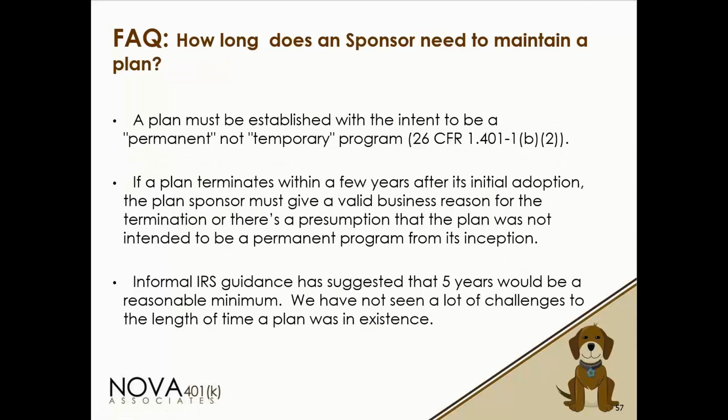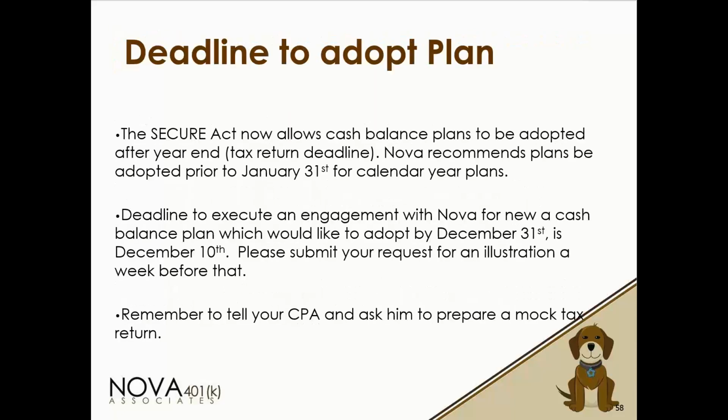How long does a plan sponsor need to maintain a plan? General rule of thumb is 5 years. If you have a good business reason for terminating before 5 years, you probably could talk your way out of it. We actually haven't seen a lot of audits or challenges on the 5-year rule even. But really, it's a good idea to tell your clients, plan on having them at least 5 years. That's been a kind of guidance we've got behind the scenes at IRS seminars.